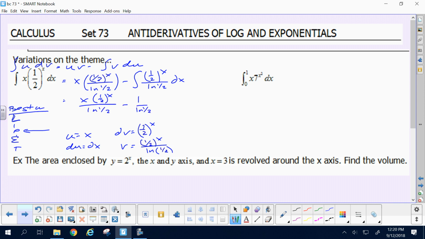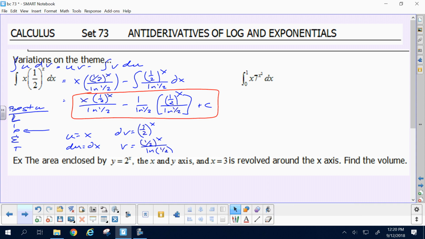Now we're trying this. u equals x, du equals dx, dv equals 1/2 x dx. What does v equal? 1/2 x over natural log of 1/2. Success? Yeah, I'm not there yet, but I think had I done that, hopefully it gets you through with an exponential.